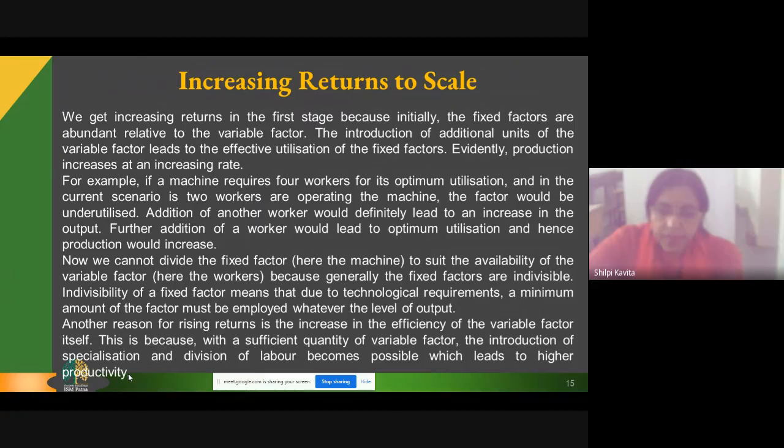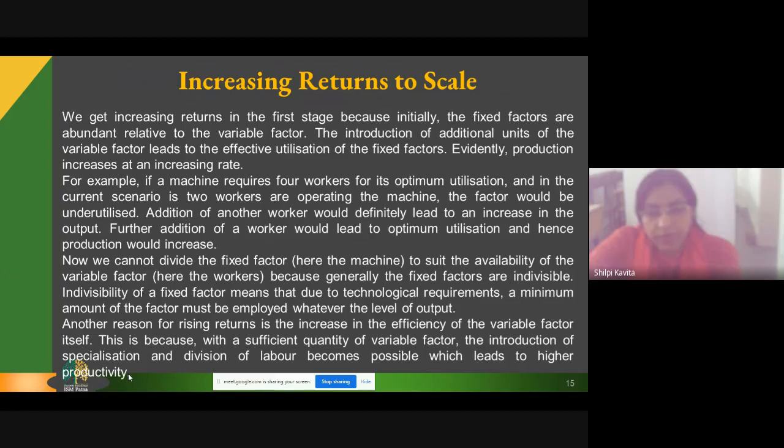Further, as we increase the labor, we have got a scope of introducing specialization and division of labor. We can divide the labor according to their skill and we'll get a good result because of that. Dividing the labor according to the skill will mean that those laborers who are suited for a particular job will be given that responsibility, and as a result, the productivity will increase.